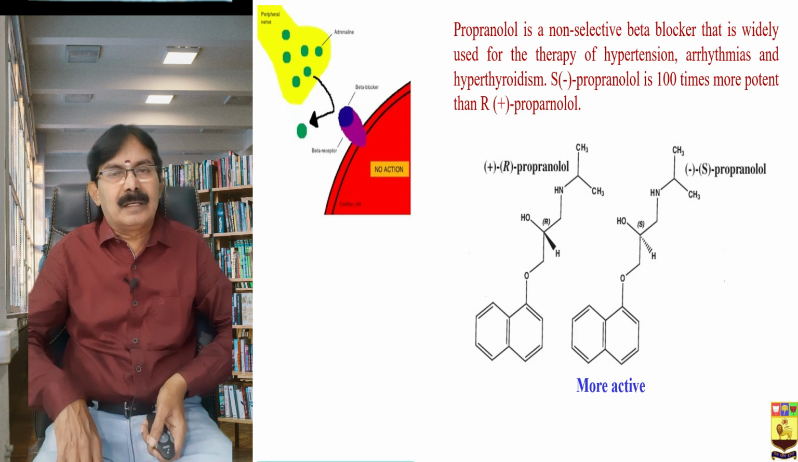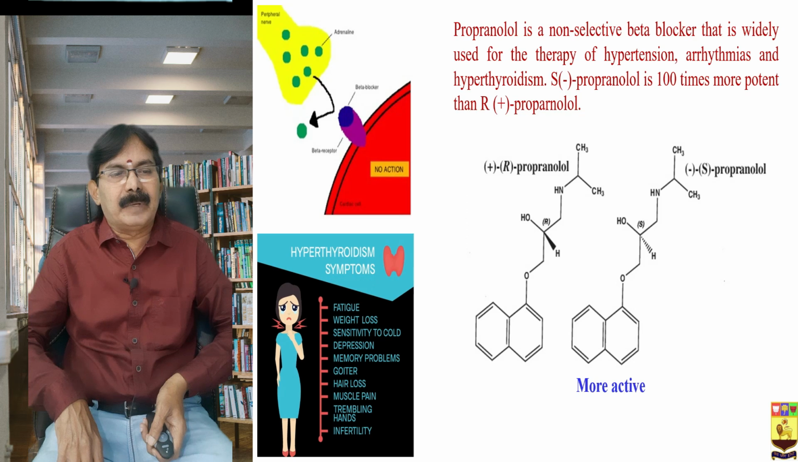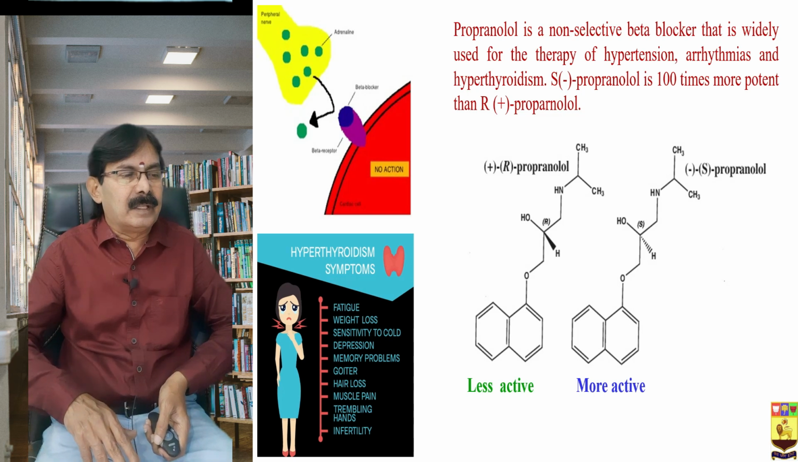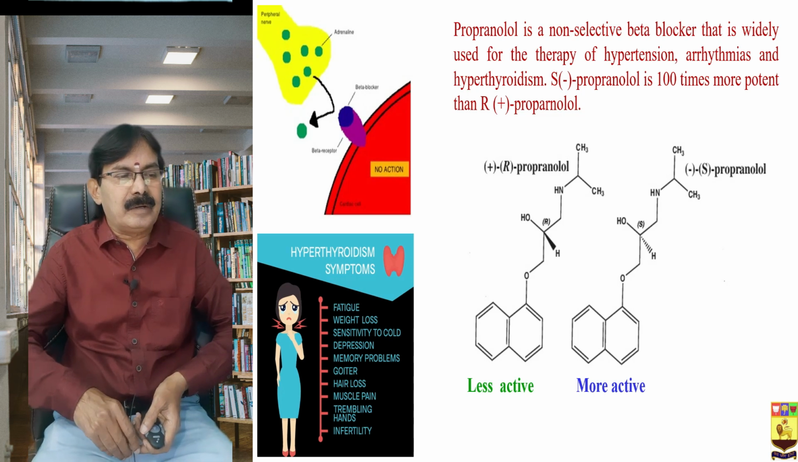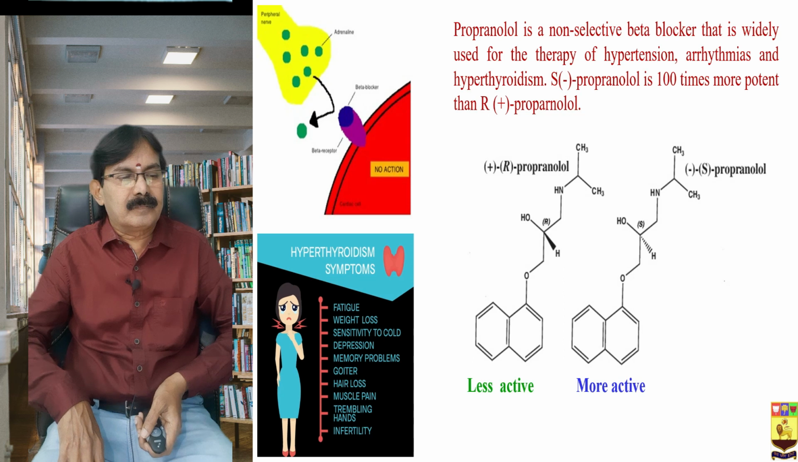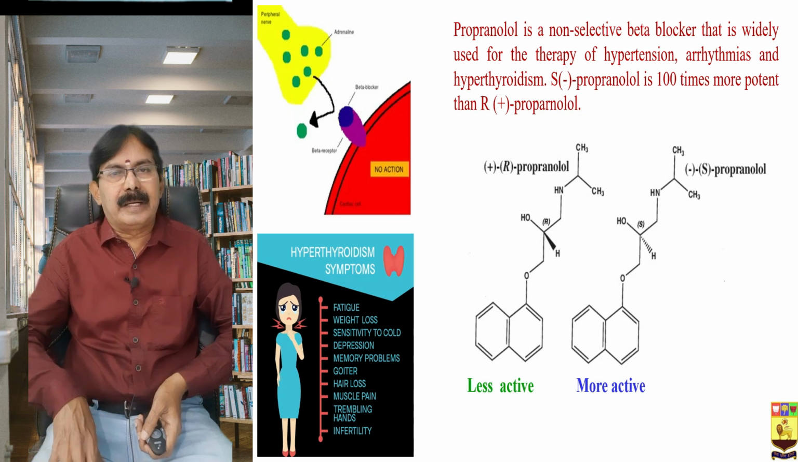So, the first diagram is for the beta blocker, and the second diagram is for hyperthyroidism. There are a lot of symptoms of hyperthyroidism: fatigue, weight loss, sensitivity to cold, depression, memory problems, goiter, etc. So, R-propranolol, as I already told, is less active.